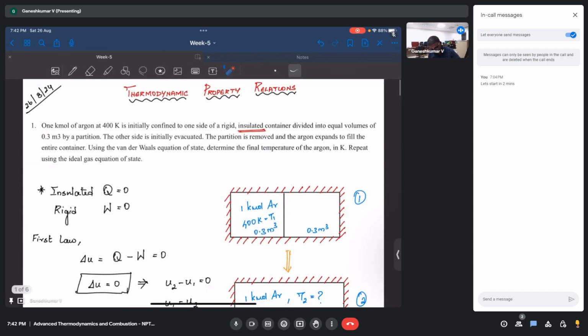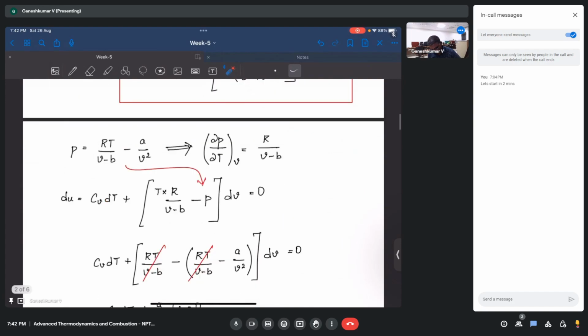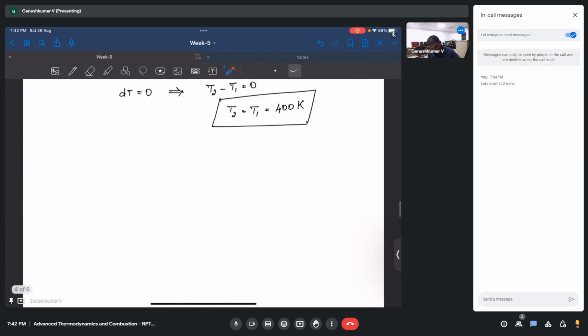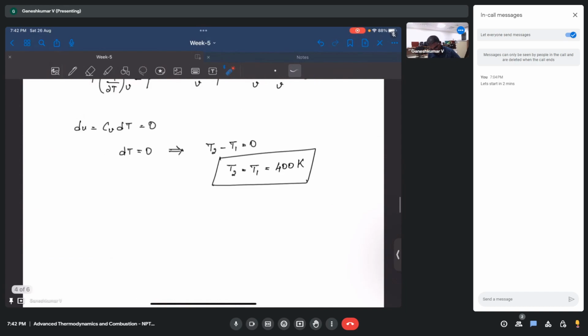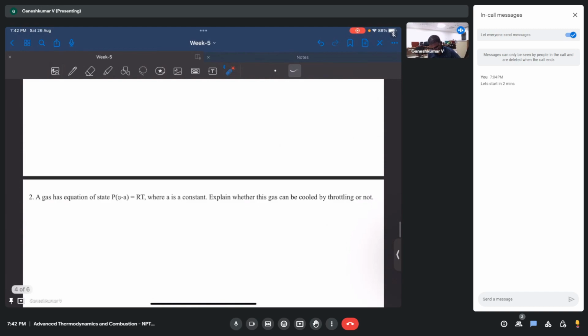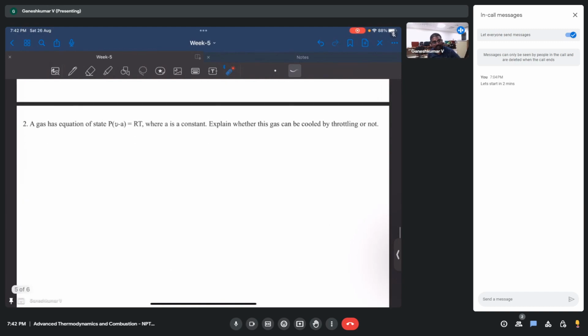I think we found the final temperature of argon in both the van der Waals and ideal gas equations of state. So this is done. Do check my answers once again. Do your own calculations because I might make a lot of arithmetic mistakes.